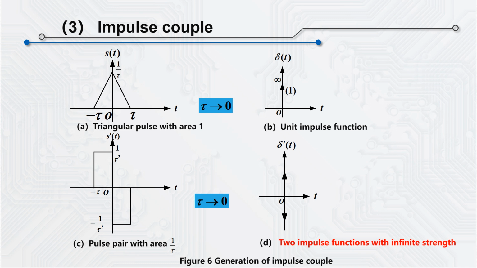Differentiate the triangular pulse in figure A, we can get δ'(t), as shown in figure C. In figure C, there is a pair of pulses with an area of 1/τ. One is positive and the other is negative. When tau approaches 0, figure C becomes figure D. It represents two impulses with infinite strengths, one positive and the other negative, which are represented by δ'(t), and this is the impulse couple.